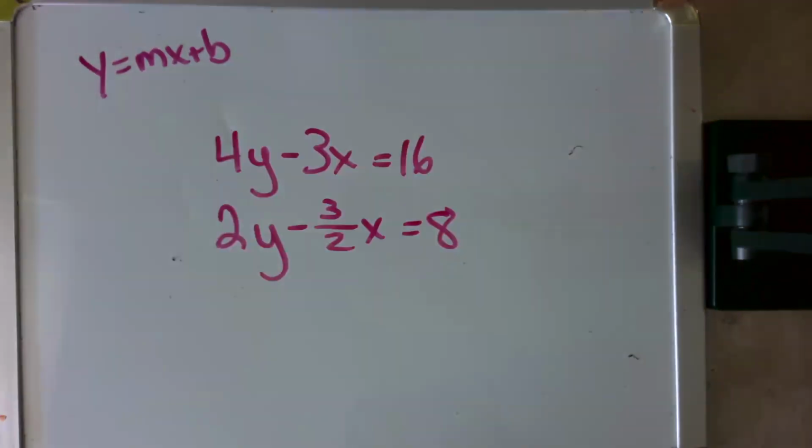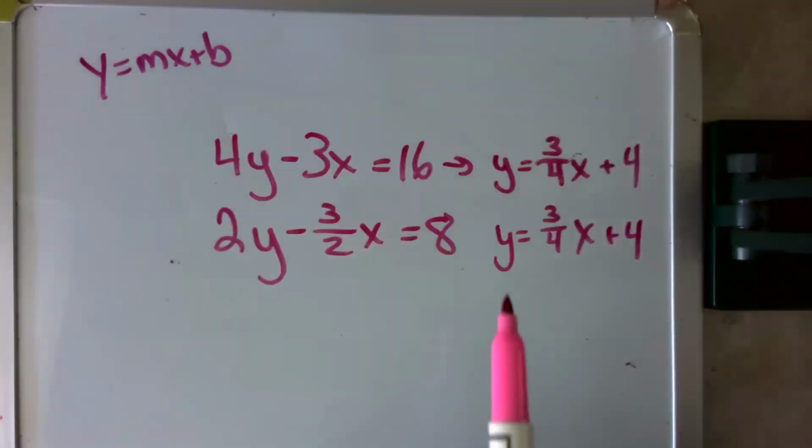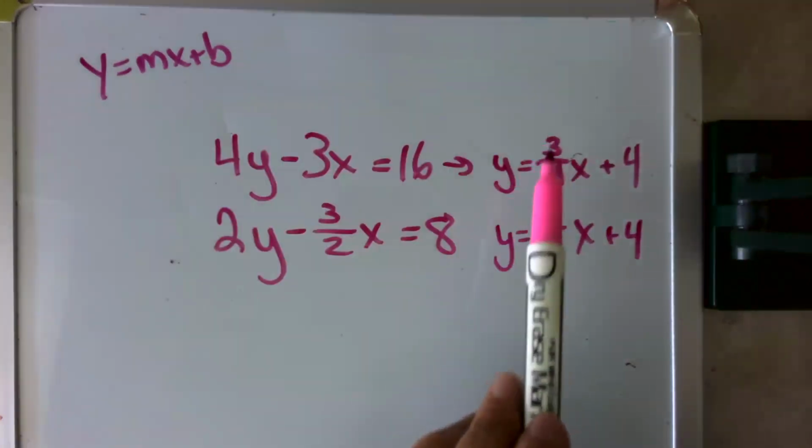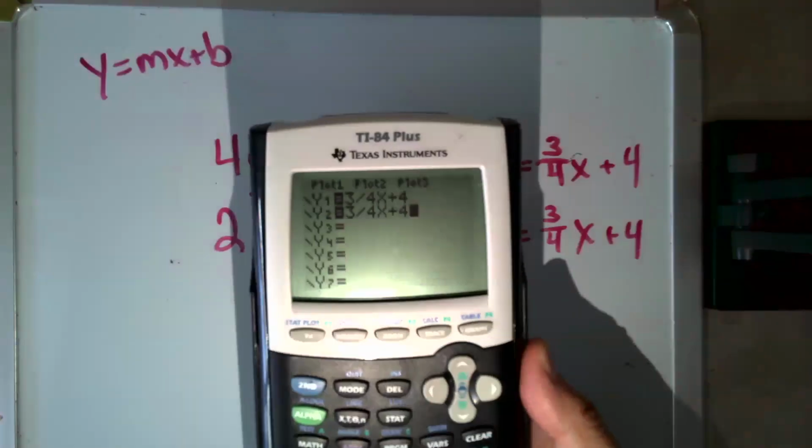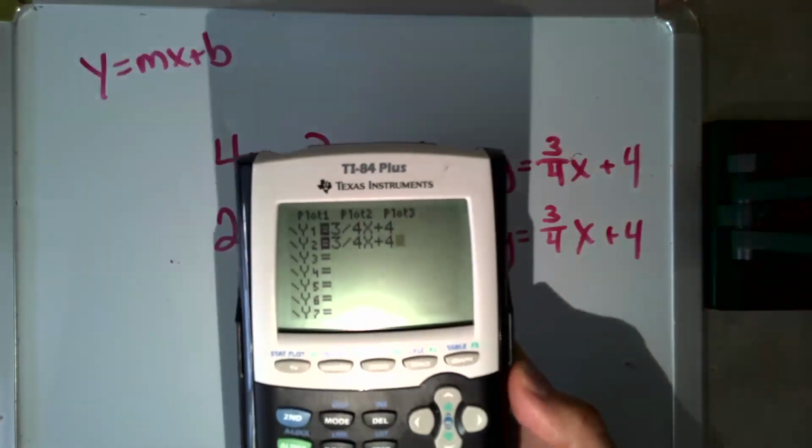Okay, so in this system, once again, first thing we want to do, get it into y equals mx plus b form, because as you just saw, that gives us a lot of information. All right, so using our big fat algebra skills, we find both of these equations are y equals 3/4 x plus 4. Well, watch what happens if we graph those. Okay, so there are my two equations, and now I'm going to graph.